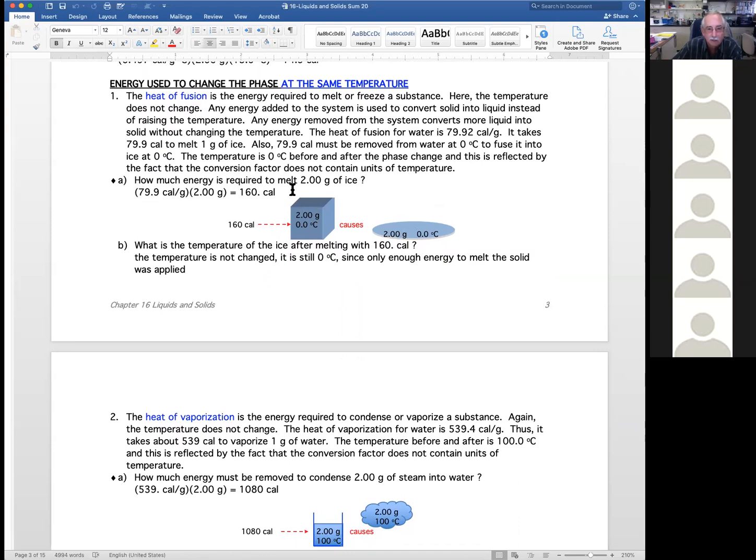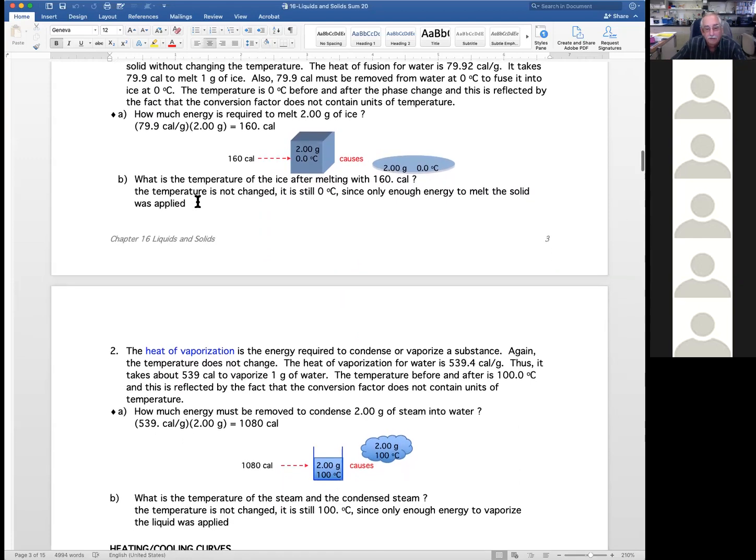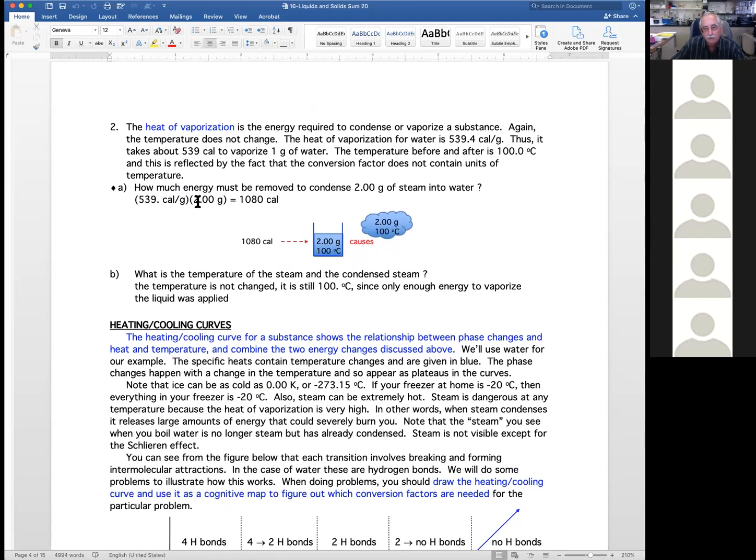So here it took 160 calories. Notice that we're just looking at the units. And then the heat of vaporization, going from the liquid to the vapor phase. So notice that you have water at 100 degrees. You put in this heat energy and you get vapor at 100 degrees. But look at the size of this number right here. It takes 539 calories to vaporize 1 gram of water when it's already at 100 degrees.